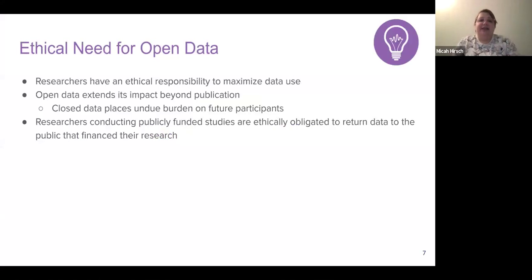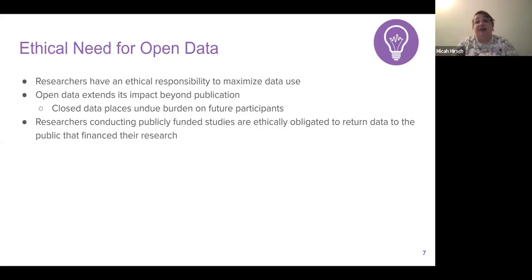To start, there's an ethical need for having open data or open materials because as researchers, we have a responsibility to maximize our data use. Open data extends its impact beyond publication. When you publish on your data, you're usually only publishing on the research questions that you probably came into the study or the project with.